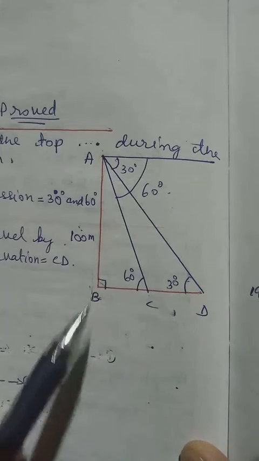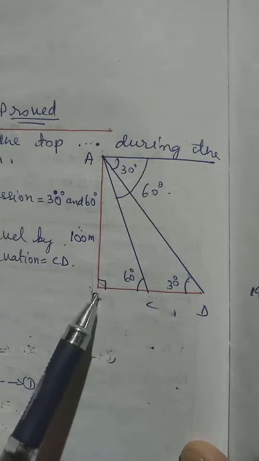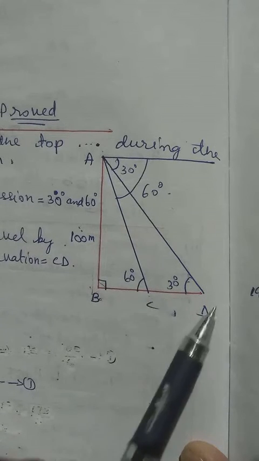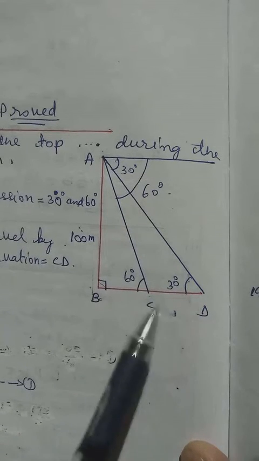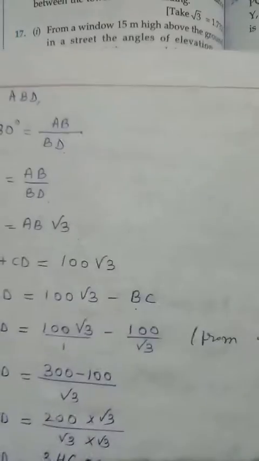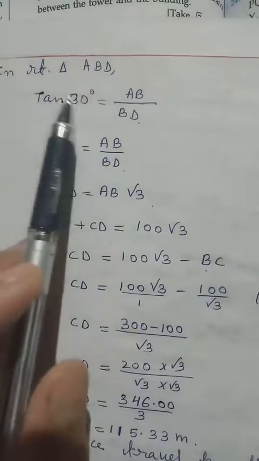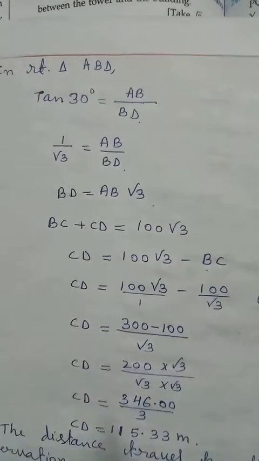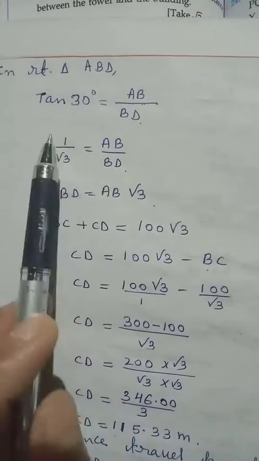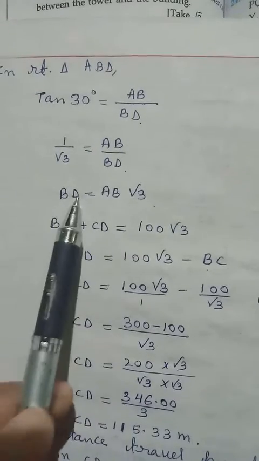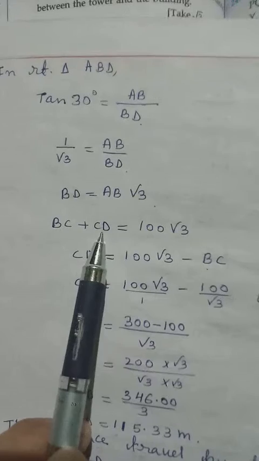It will be AB by BD. BD we can break it as BC plus CD, because our aim is to find CD, the distance between the observation points. So tan 30 we know is 1 by root 3. Then we have AB by BD. We cross multiply. Then BD we can break it as BC plus CD.